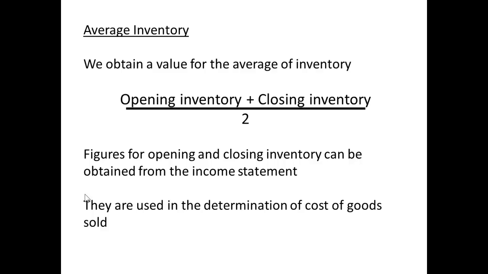So the average inventory, how much inventory we have at any one point over the year, we can obtain by simply taking the opening inventory and the closing inventory and dividing by 2. And those figures we can obtain from the income statement because they're the ones that are used when we determine the cost of the goods sold.